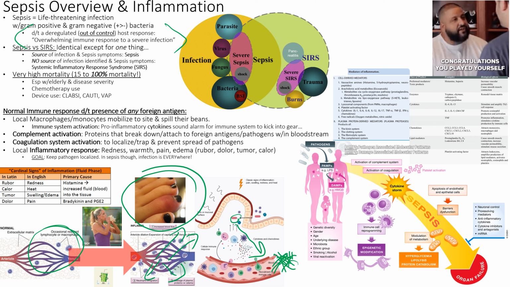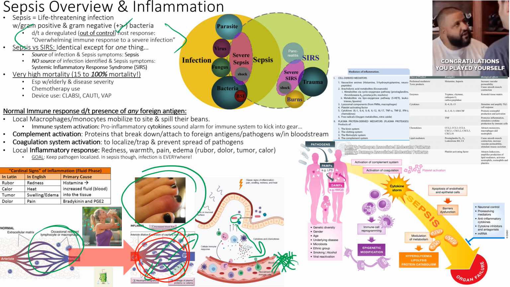So that's nice, but if you have a huge infiltration of bacteria into your bloodstream or nearby, that's going to cause a widespread inflammation. Okay, so it's a dysregulated, out of control host response, right? An overwhelming immune response to a severe infection. That's going to cause all these little mediators that we mentioned before, all these little chemicals that get released. Instead of just being localized, it's going to be everywhere, right?